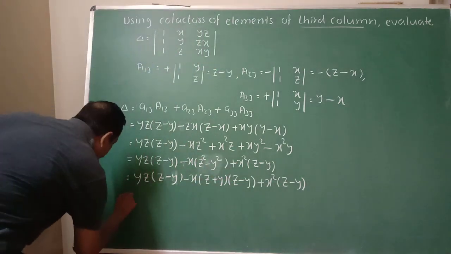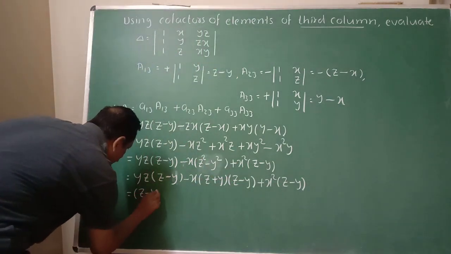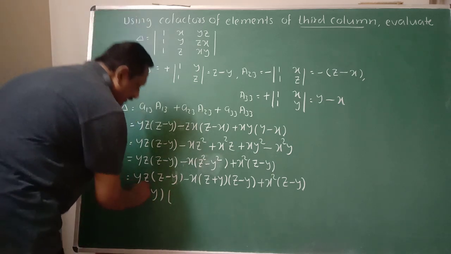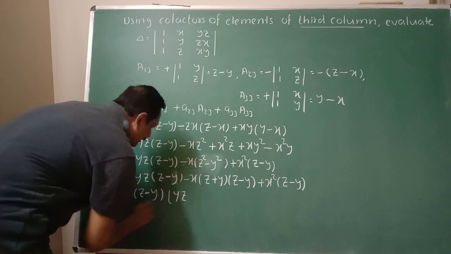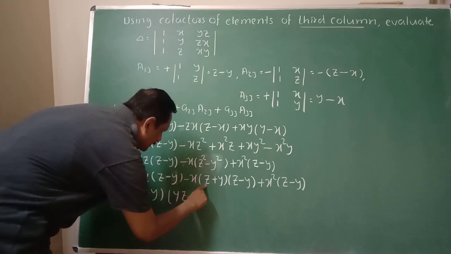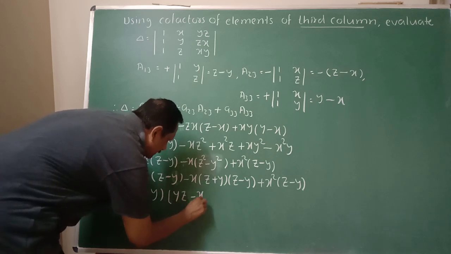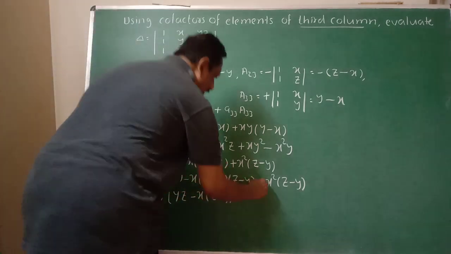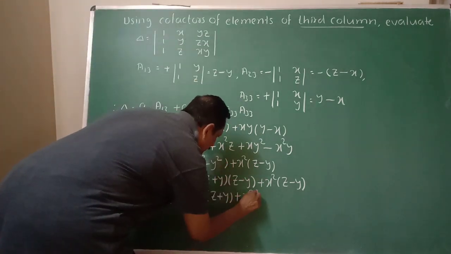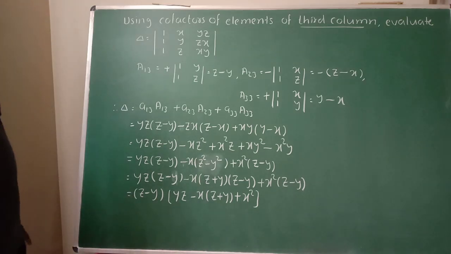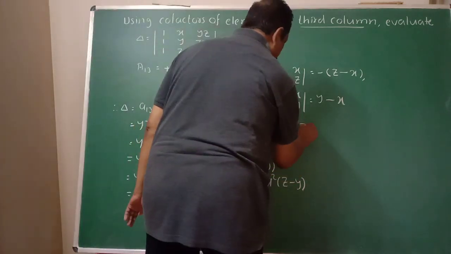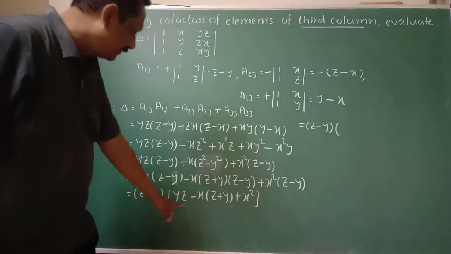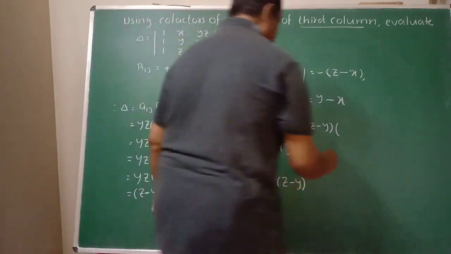Take the common factor here. So z minus y is the common factor into bracket. There is yz here, so write yz. And here minus x into z plus y, then plus x square. Therefore this is equal to z minus y into bracket. Take a minus x inside the bracket. So write here yz.